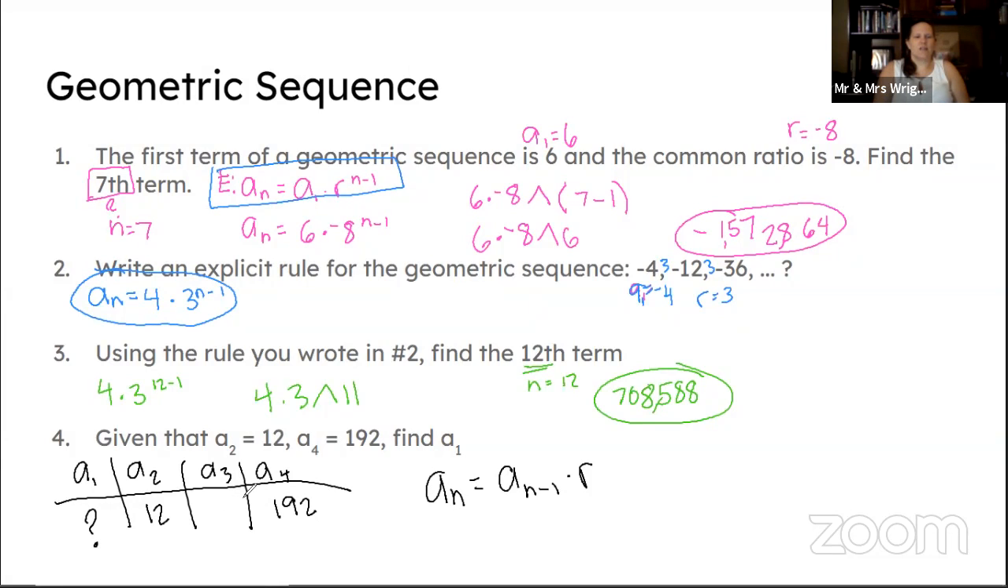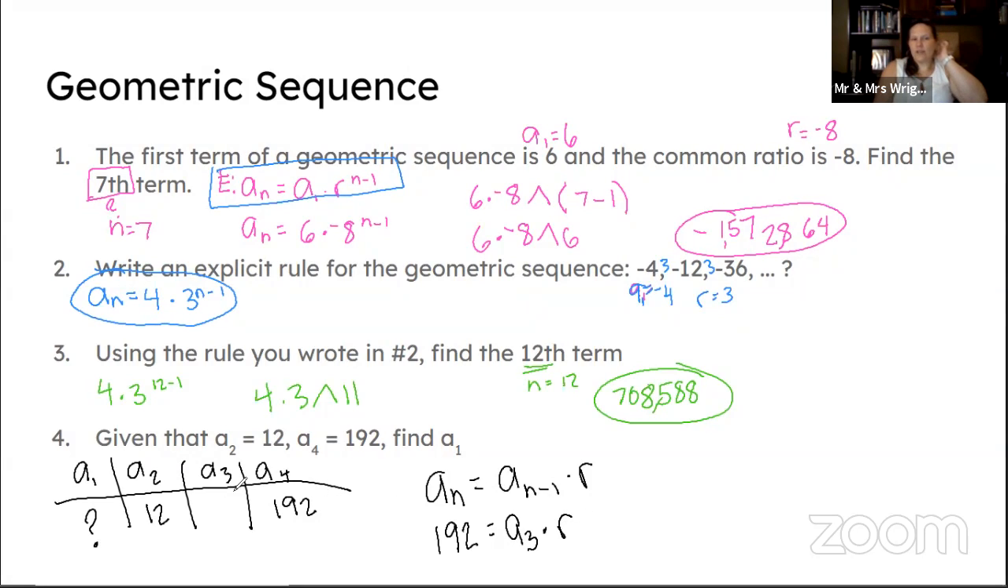So let's say if we're looking for A sub 3, we don't know what A sub 3 is. A sub 3 is A sub 2 times R. Oops, we have to use something we know. Let's do A sub 4. We know what A sub 4 is. That's 192. And A sub n minus 1 is A sub 3, times R. And we don't know what R is.